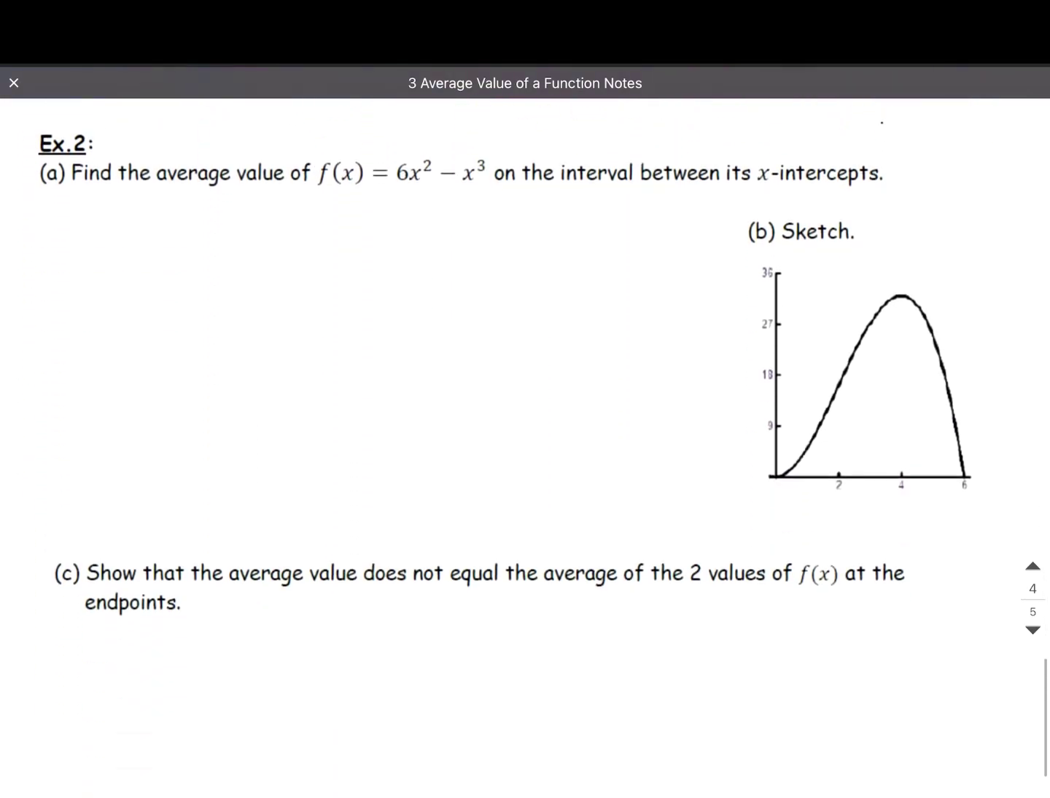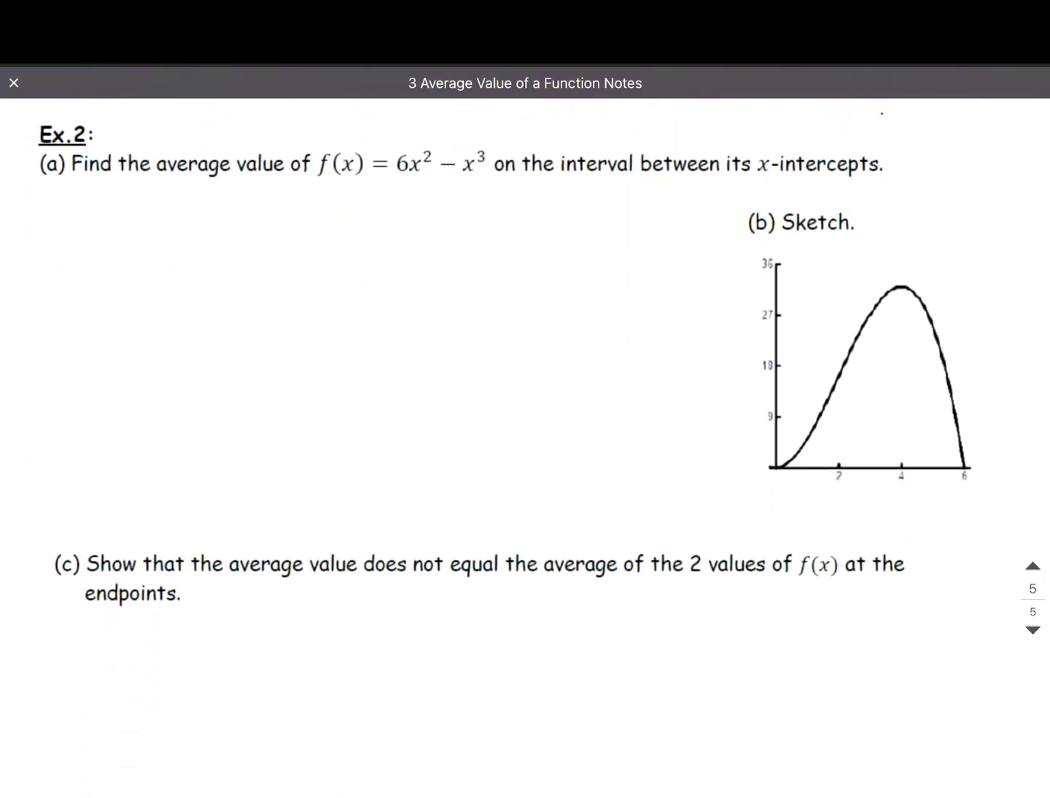Okay, one more example. Let's find the average value of f of x equals 6x squared minus x cubed on the interval between its x-intercepts. So the first thing is we need to find its x-intercepts. So to do that, we're going to take 6x squared minus x cubed, and we're going to set it equal to 0. I'm going to factor out the common x squared, which will leave me with 6 minus x equals 0. So my x-intercepts are 0 and 6. So that means we're looking for the average value on the interval from 0 to 6.